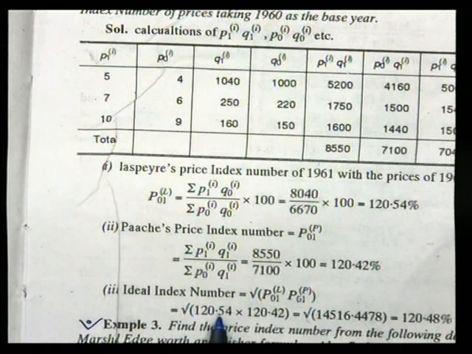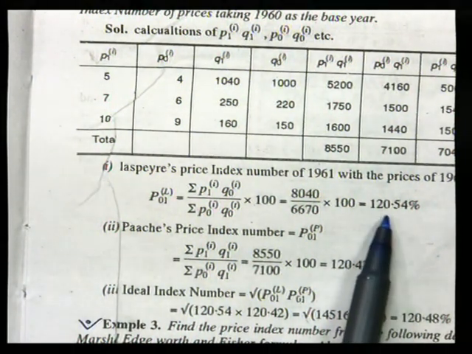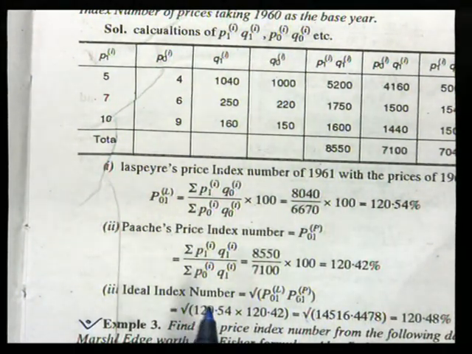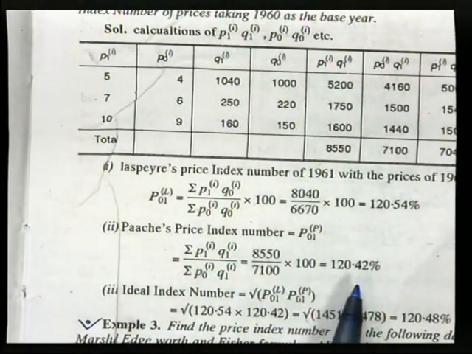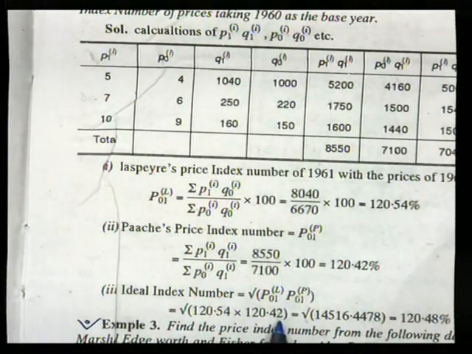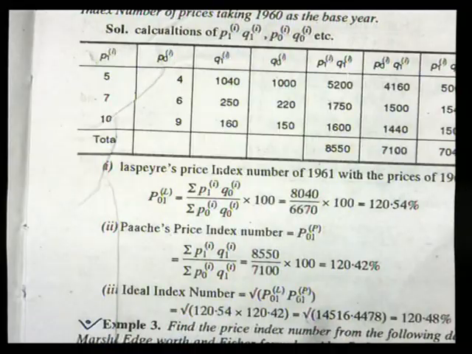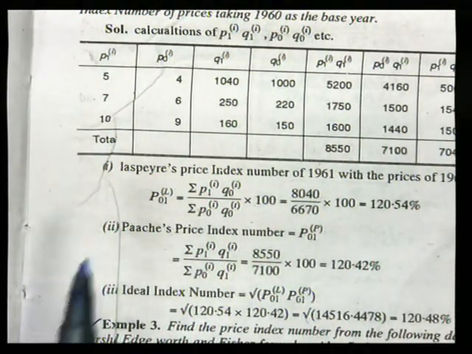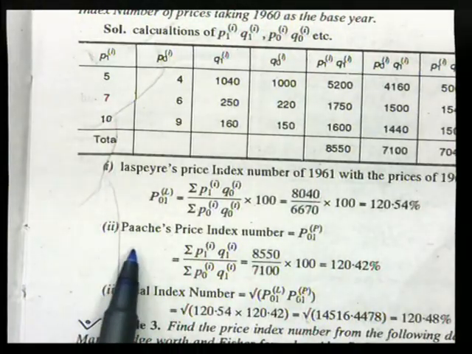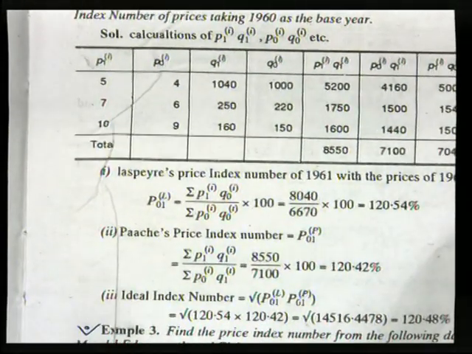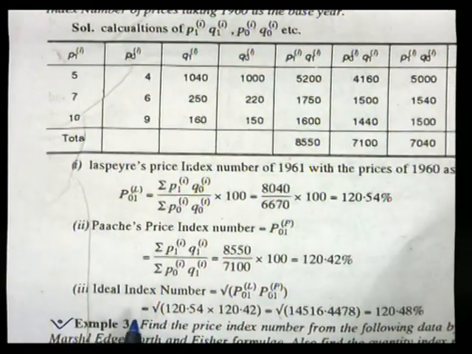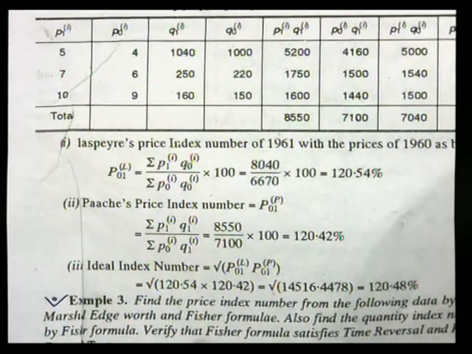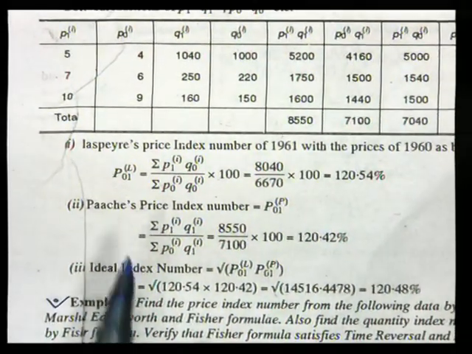Now number 3, to calculate Fisher's, that is ideal index number, square root of P01 last year into P01 Paasche. So answer for last year was what? 120.54. We put it here. Answer for Paasche was 120.42. So find out the product and take the square root. It will be 120.48%. So in this way, last year's index number, Paasche's index number and ideal index number, that is the Fisher's index number, can be calculated by us by using its corresponding formulas.